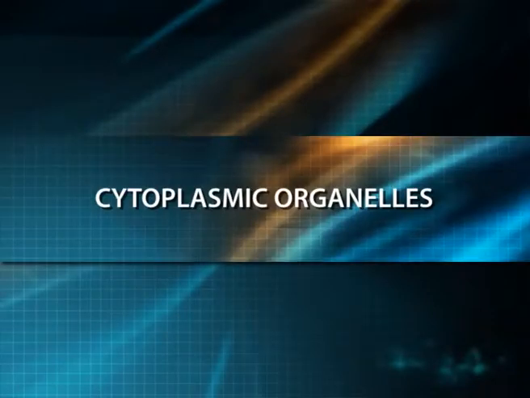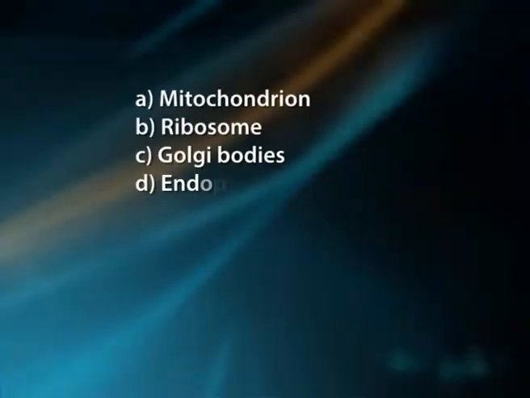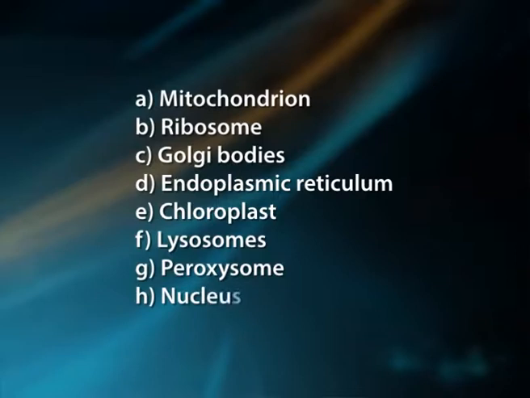Cytoplasmic organelles. Organelles are the metabolically active and permanent residents of the cell. Organelles exist in two forms: membrane bound and not bound by membrane. The principal cytoplasmic organelles include mitochondrion, ribosome, Golgi bodies, endoplasmic reticulum, chloroplast, lysosomes, peroxisome, nucleus.